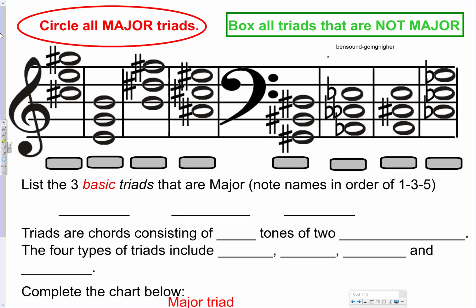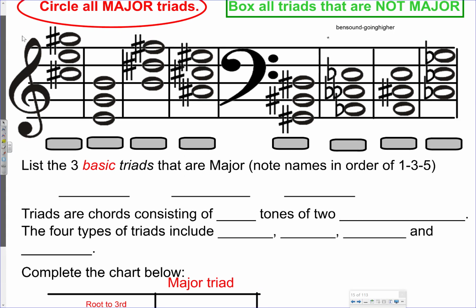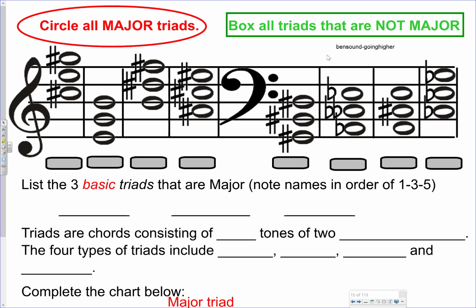We want some fill-in-the-blank questions answered. Triads are chords consisting of blank tones of 2 blank. And the 4 types of triads include, and you can supply them. And when you get done with that, you're going to complete the major triad chart below. So take some time to complete that now. Good luck, college.